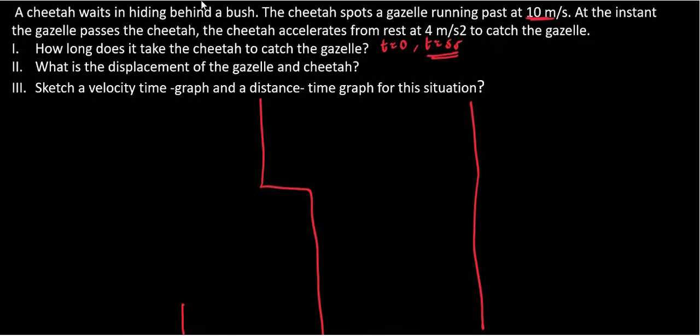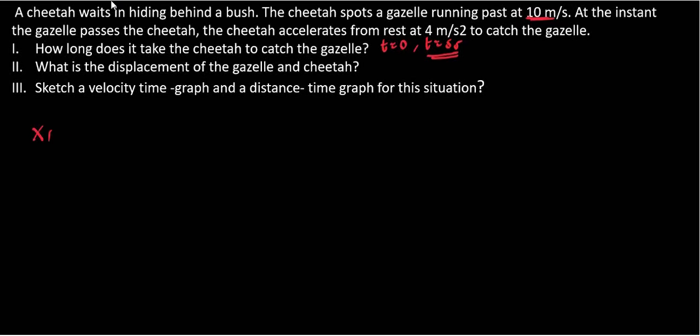Now let's look at the second one, the displacement, right? So remember the displacement. What was the equation of the cheetah? The equation of the cheetah was 2t squared. And what was the equation of the gazelle? It was 10t. These were the equations that we had in the first question, right? So since those were the equations, we calculate the displacement from here.